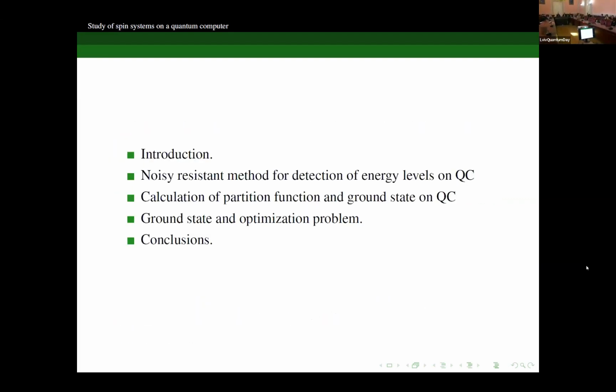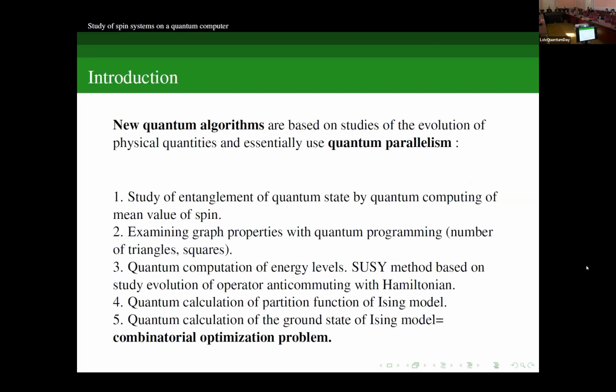So here is what I plan to consider: an introduction of our algorithm for the study and calculation of spin systems on quantum computers. Let me omit the introduction, it is written and you can see it. Here I presented not all, but the main results which I think are interesting for you, what we get for spin systems on quantum computers.